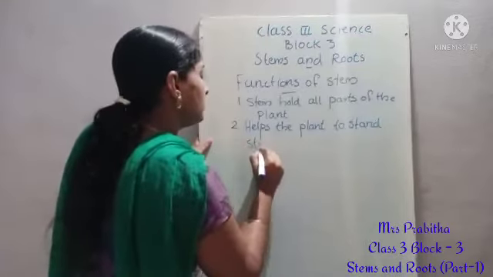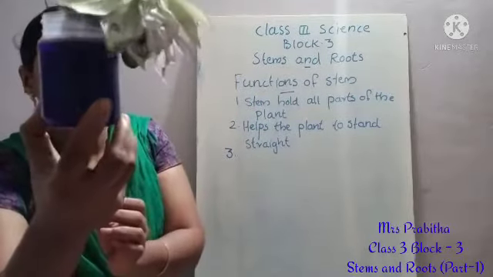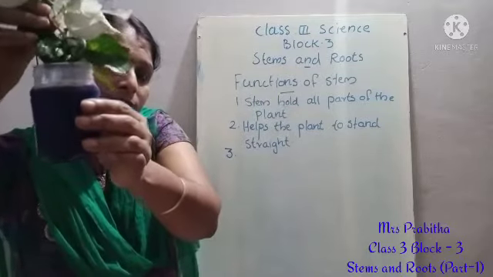Then for the third function of the stem, I am going to show you one experiment. Everybody watch the experiment carefully. See children, I took a bottle of blue colored water, and I took one white colored flower along with its stem. I dipped this stem in the colored water.